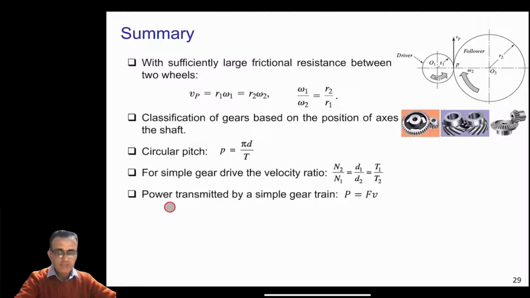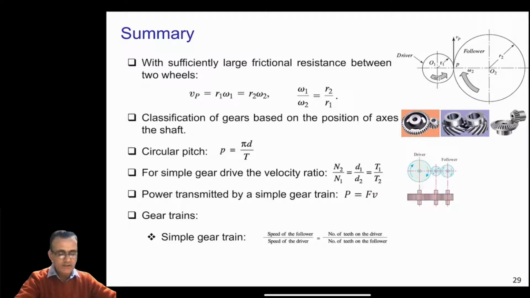Now the power transmitted is just force multiplied by velocity. And in gear trains, we discussed the simple gear train, which is when you have only one gear on each shaft. And for this case, the intermediate wheels don't affect the velocity ratio. So the speed of the follower divided by the speed of the driver is equal to the number of teeth on the driver divided by the number of teeth on the follower.